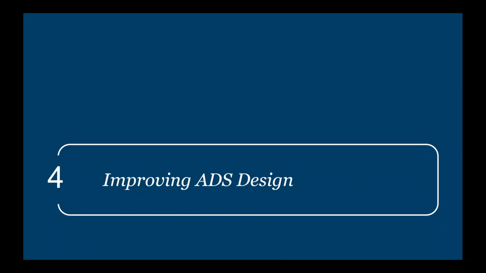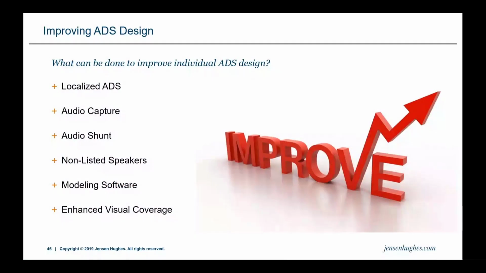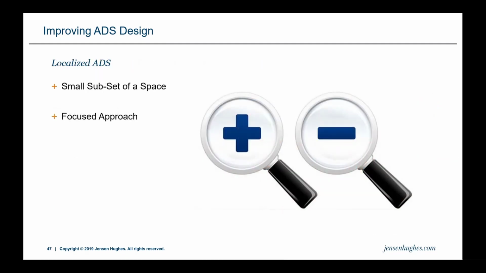All right, let's finish up our presentation by looking at what can be done to improve individual acoustically distinguishable space designs. We're going to look at 6 ideas to improve our designs. The first is something I called a localized ADS, and this goes back to the imaginary boundaries of an acoustically distinguishable space. For all intents and purposes, this is a very small ADS. It's usually a small subset of a space. It's taking a very focused approach to meet a very specific need.